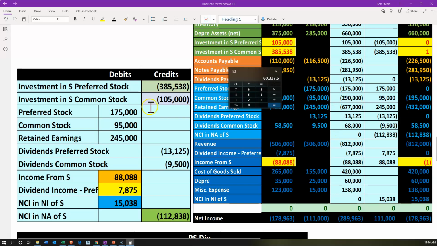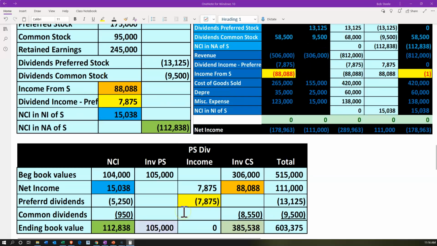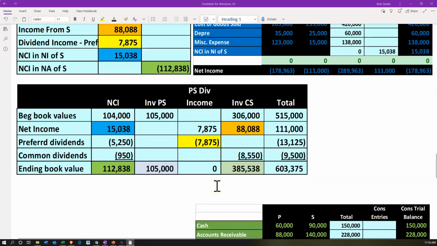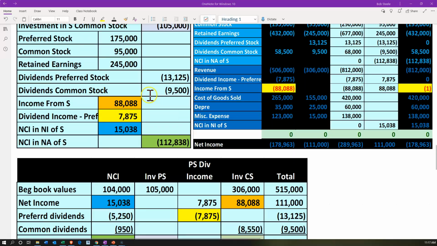That would be our normal kind of process, but instead of that, we're going to take this from our table, the table we did down here, and that's going to be the 111,838. So we had the beginning balance, then the net income, the preferred dividends, and the common stock for the non-controlling interest, making up that 112,838. Now let's go back.